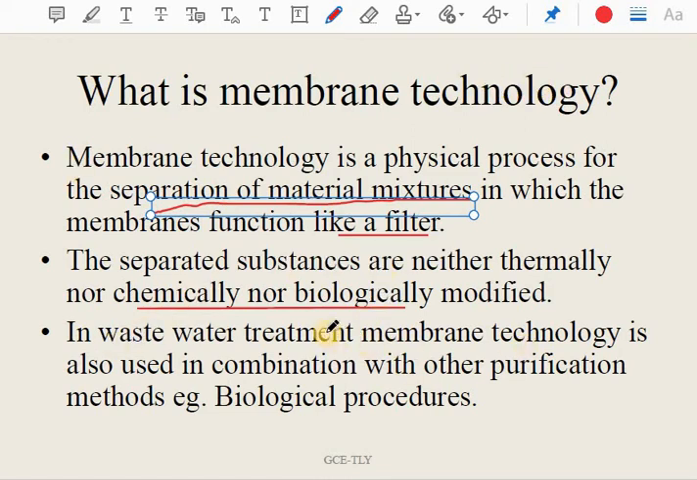In wastewater treatment, this membrane technology is also used in combination with other purification methods, such as biological procedures in secondary treatment methods. This combination of the bio process and membrane technology is commonly called a membrane bioreactor. It implies that both the biological process, that is the aerobic process, plus membrane filtration happen together in a reactor. It could be used in combination or it can be used separately.